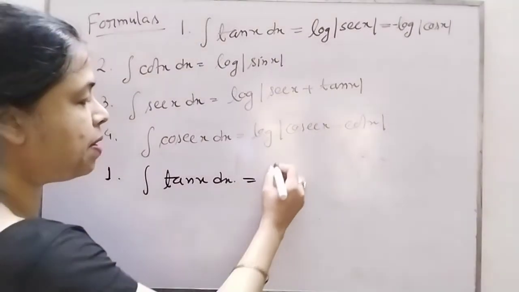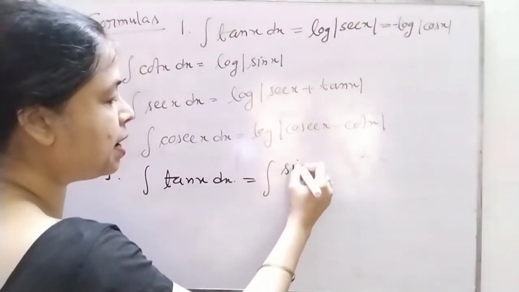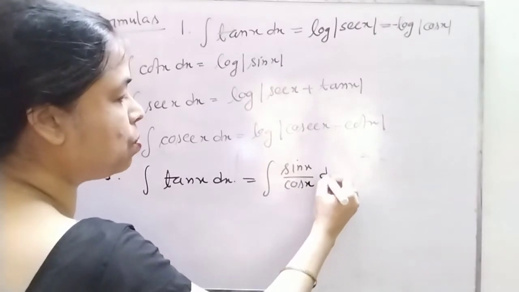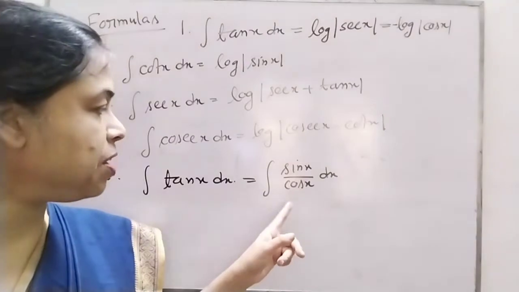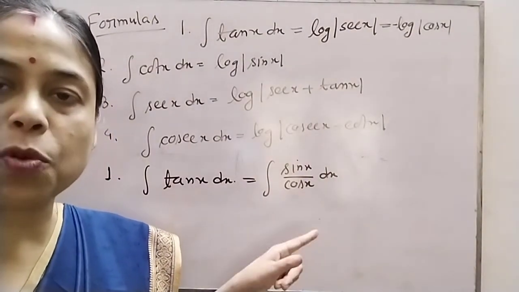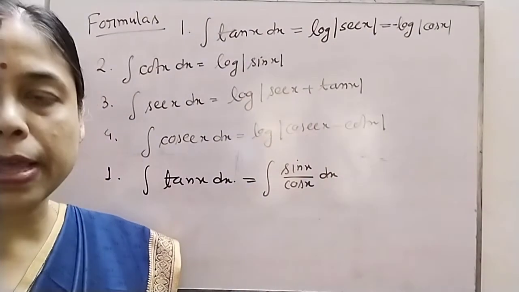So tan x can be written as what? Sin x divided by cos x into dx. Now you see, you know the derivative of sin x is cos x and the derivative of cos x is minus sin x. Both of them are present in the integrand.